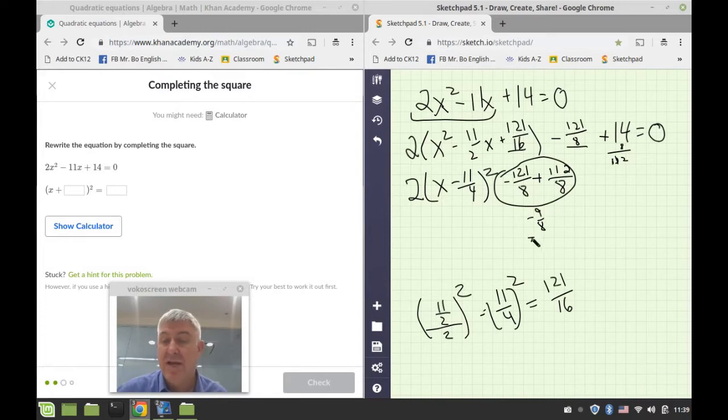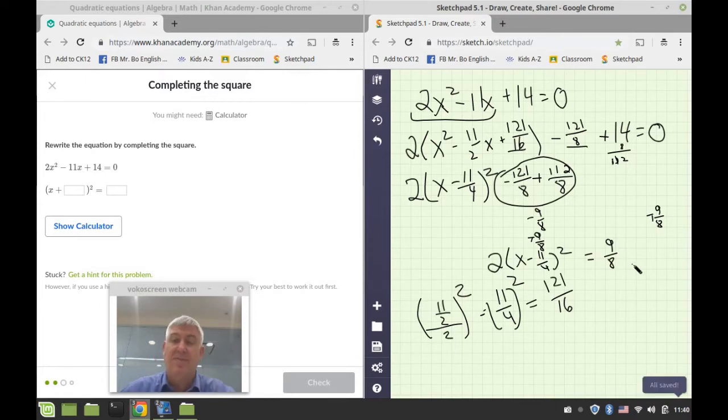And I'm going to add 9/8 to both sides. And in the end, I'm going to get this: 2x minus 11/4 squared is equal to 9/8.